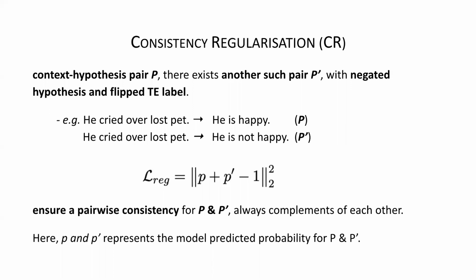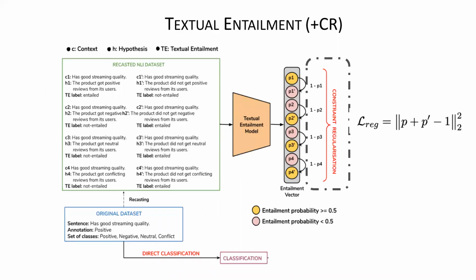of he's happy and he's not happy. So you can see they are complementary to each other. P should be equal to 1 minus p dash and vice versa. So we can use this constraint to make the model consistent. This is what we call consistency regularization, or CR. So we did this prediction both without and with consistency regularization, and we got improvement when we used consistency regularization, both in consistency as well as entailment.